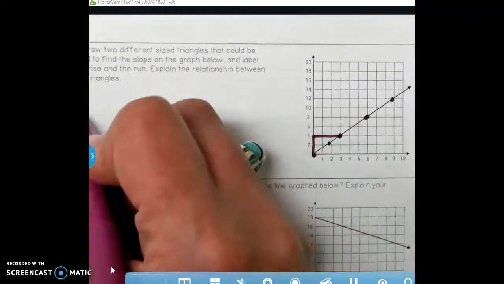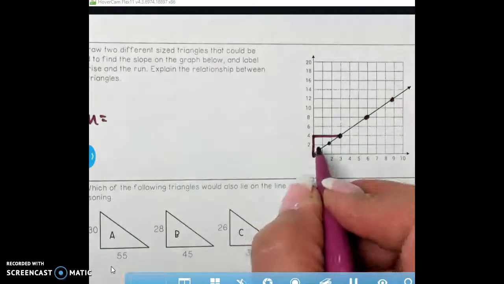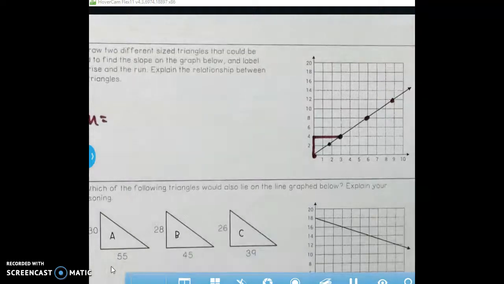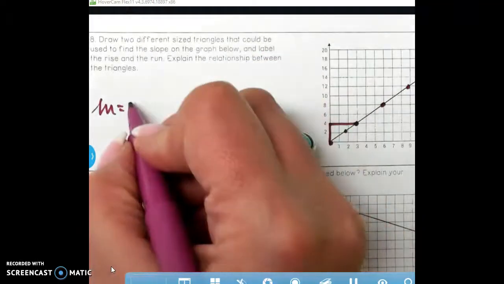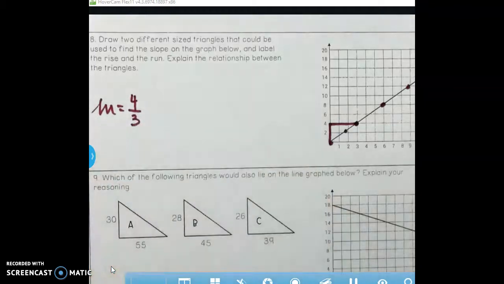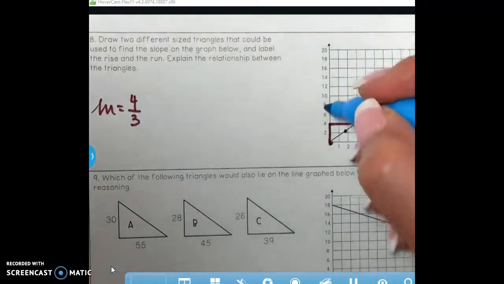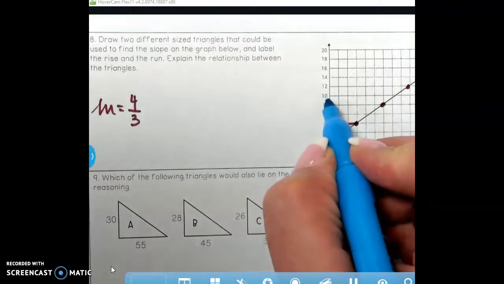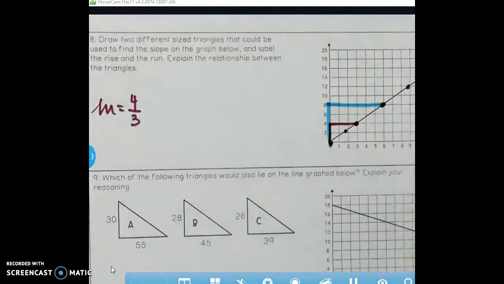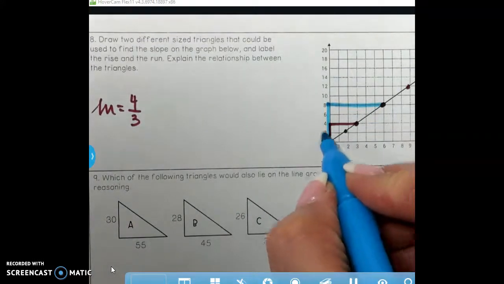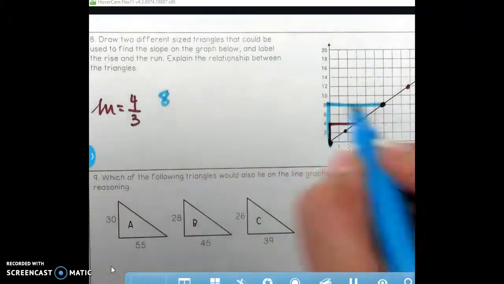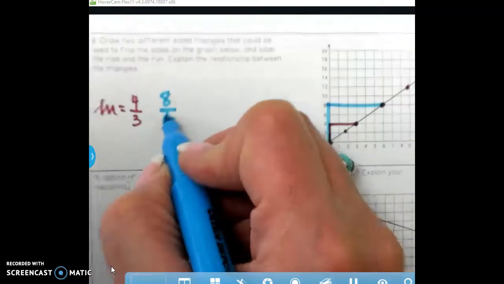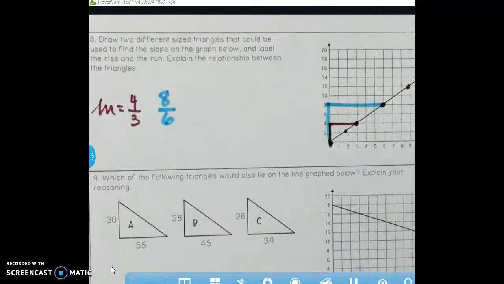So the actual slope here, the first slope that we see, is 4 over 3. Not 2 over 3, but 4 over 3. Then I'm going to use a different little highlighter. I'd say, what if I started at the origin and did this large triangle? What would that be? My rise was 8. My run was 6. All right, looking good.